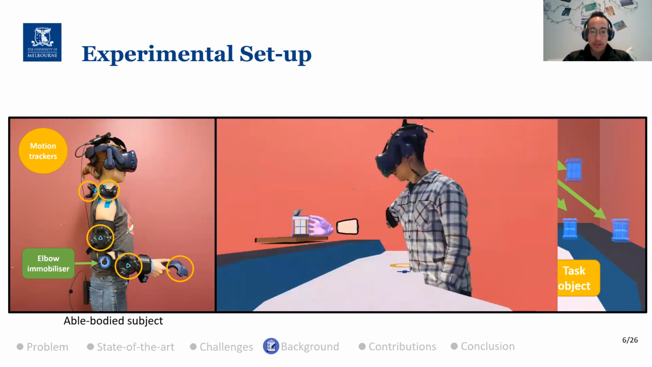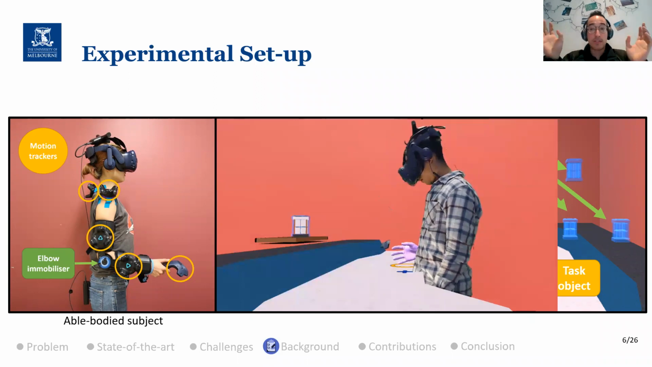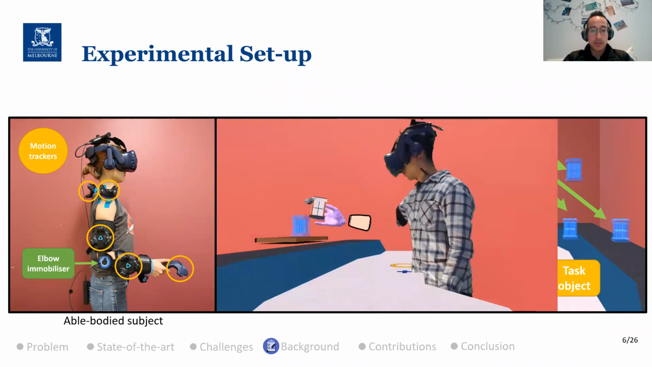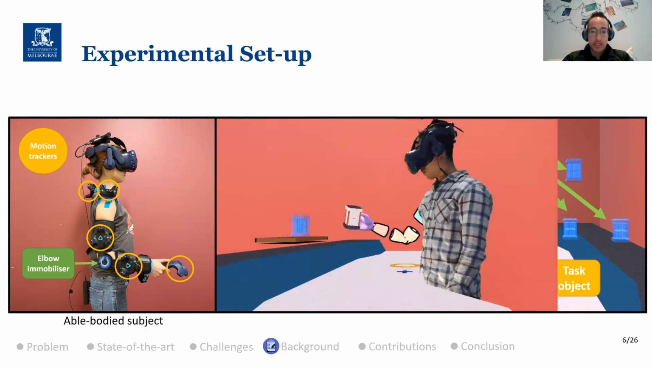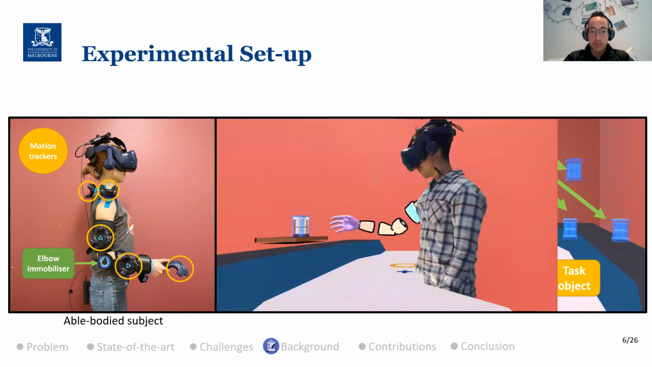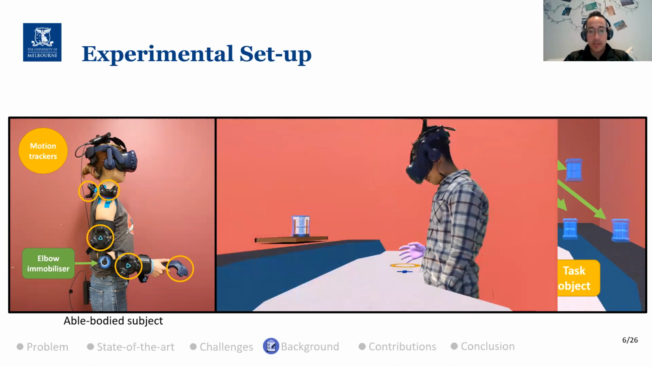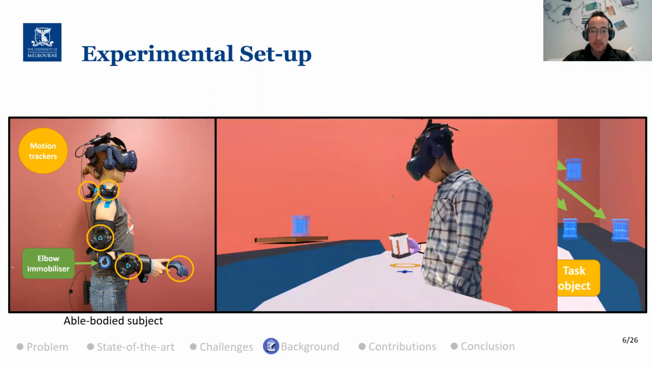If I was reaching forward in an able-bodied setting, that's what it would look like. And with the prosthesis, if you can see now, the elbow is some shape in virtual reality. So that's how the experiment was done.